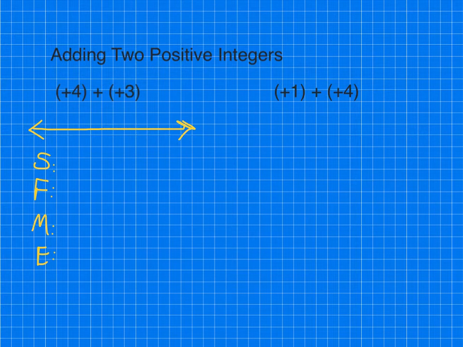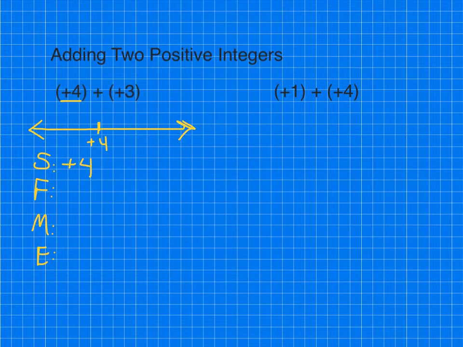So the first question you ask yourself is, where do you start? Well, reading left to right, the first thing we have is a positive 4. So I'm going to put that positive 4 right in the middle of my number line because that's going to be my starting point. I'm going to write here next to my S, positive 4.